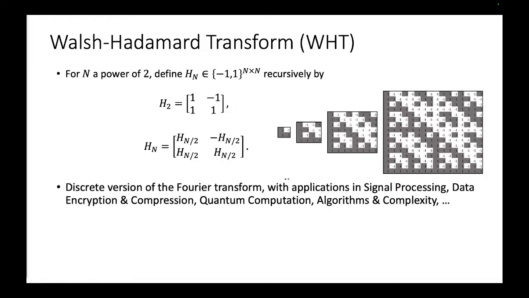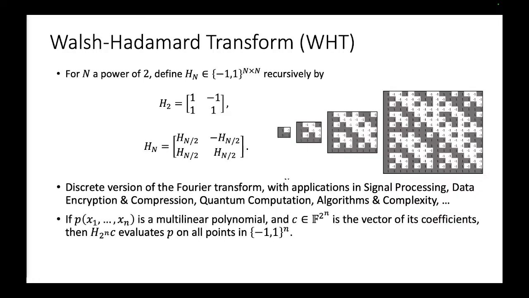Okay, so why do I care about this? Well, the Walsh-Hadamard transform is kind of a discrete version of a Fourier transform. It has applications in a lot of the same places that other Fourier transforms you might be familiar with come up. It's in signal processing and data encryption and compression and so on. It really shows up in a lot of other places too. If you know anything about quantum computation, you know it's a basic gate in that area. It shows up often in algorithms and complexity, like in communication complexity. This is the communication matrix of the inner product mod 2 function.